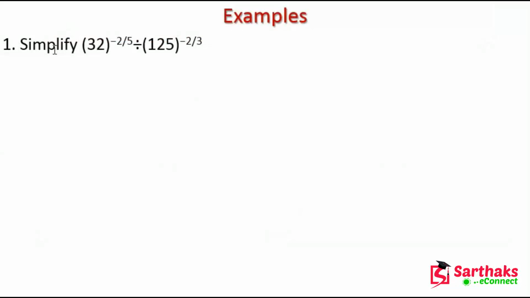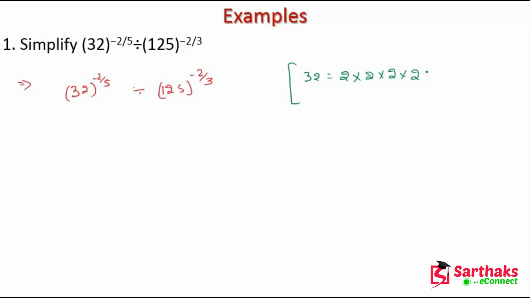Now let's solve a lot of problems. Okay, so yes, here we have 32 raised to power minus 2 upon 5 divided by 125 raised to power minus 2 upon 3. Got it? Now here, we know that we can write 32 as 2 into 2 into 2 into 2 into 2.